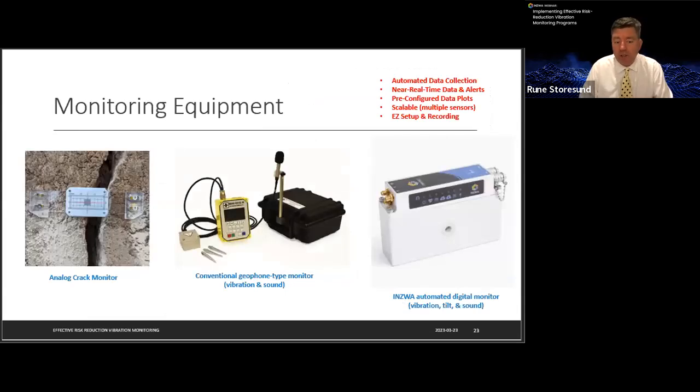There are a number of different types of monitoring equipment for ground vibrations and crack monitoring. Most of you are probably familiar with the conventional geophone type monitor. The far majority of these instruments are deployed in what I like to call a manual read mode. You have an individual stationed at the device to review the recordings and send out alerts if the project thresholds are exceeded. Newer technology, like the INZWA automated digital monitor, automates the recording, dissemination, and issuance of alerts.